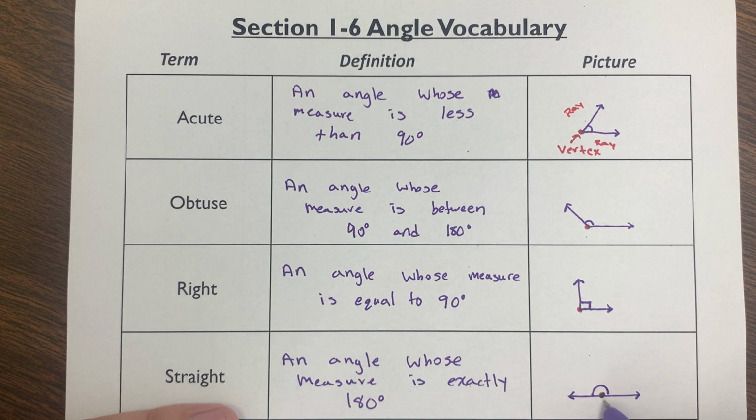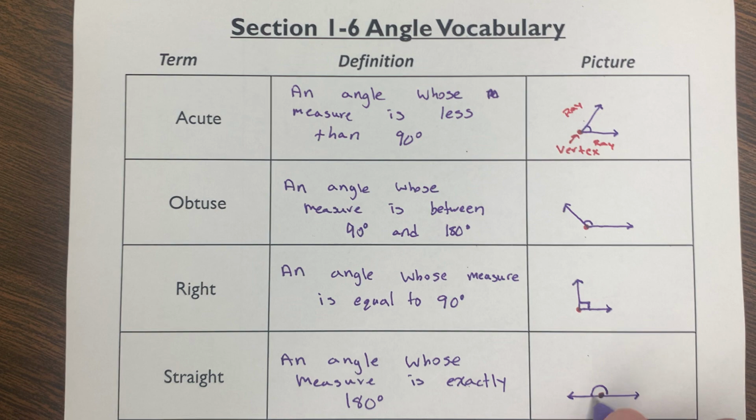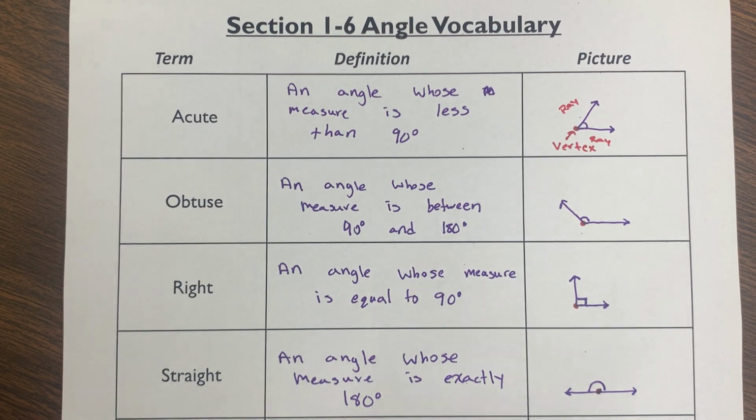Which brings us to the straight angle. You can see that this represents what we would call opposite rays, right? I have a ray that goes one way, a ray that goes the exact opposite way. So this would also be considered opposite rays. So not only is it a line and a straight angle, it's also a pair of opposite rays.